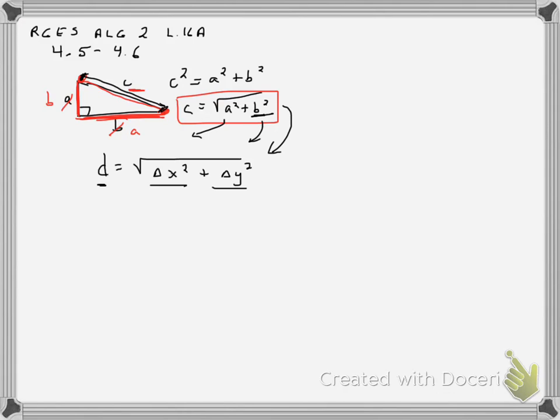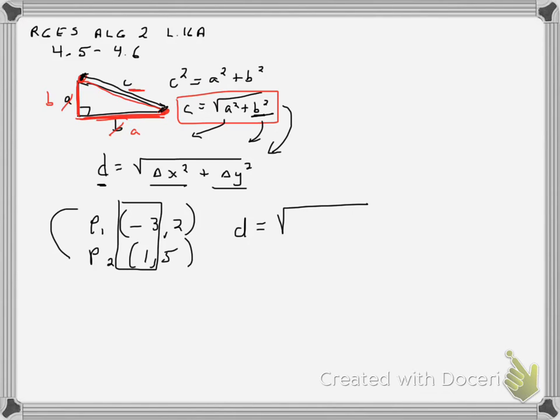What if I had the points, point 1 being -3, 2, and point 2 being 1, 5, and I asked you to find the distance between these 2 points. Well, D equals the change in the X values, and I always want to keep going in the same direction. So I'm looking at my X values. We're going from the first point to the second point. It's not going to matter that much here, but it's a good habit to get into because we're squaring, so negatives will go away. But between -3 and 1, the distance is 4.